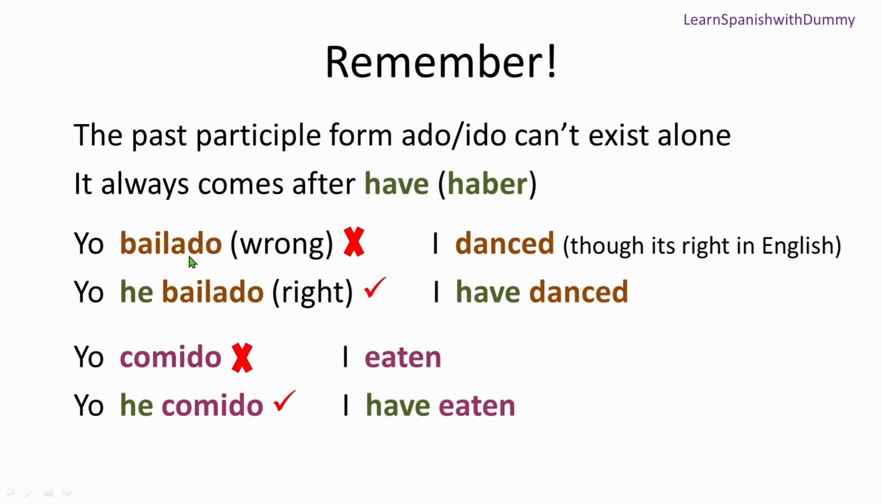This ido rule, this past participle, we only put it with the verb have. If there is no have verb before the verb, then you can't use this alone. You have to say yo he bailado. Now it's correct. I have danced. The verb have is always necessary before it when you use this kind of form. Again, yo comido literally means I eaten, which is not correct and doesn't make sense. So you have to say yo he comido, I have eaten. So the have is always there with these changes. These are past participles, right?